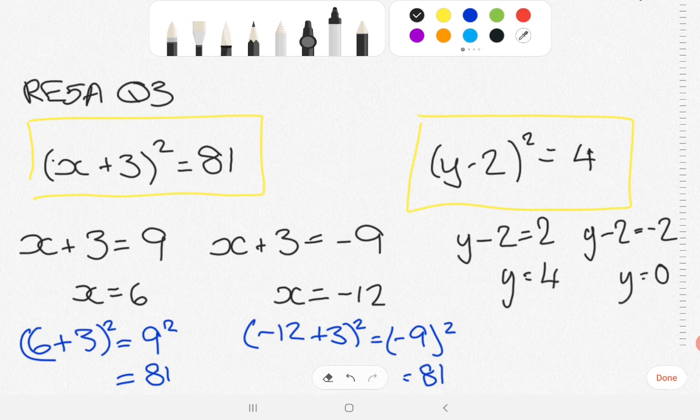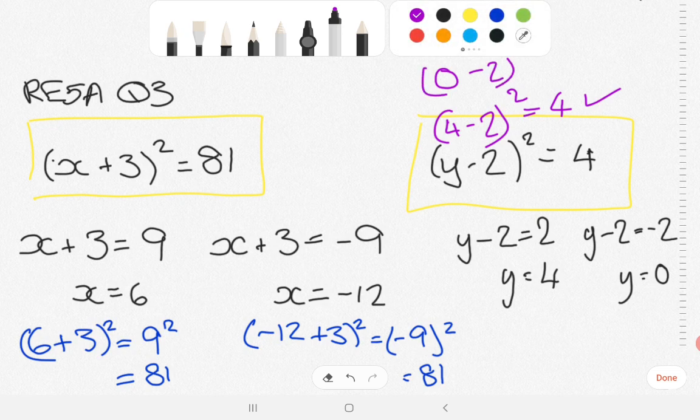So if I substitute those in, if I've got 4 minus 2, that's 2. 2 squared would indeed be 4, so that one works. And if I've got 0 minus 2, that's negative 2. Negative 2 squared is positive 4, so again, that one works. So that's how we should tackle question 3.